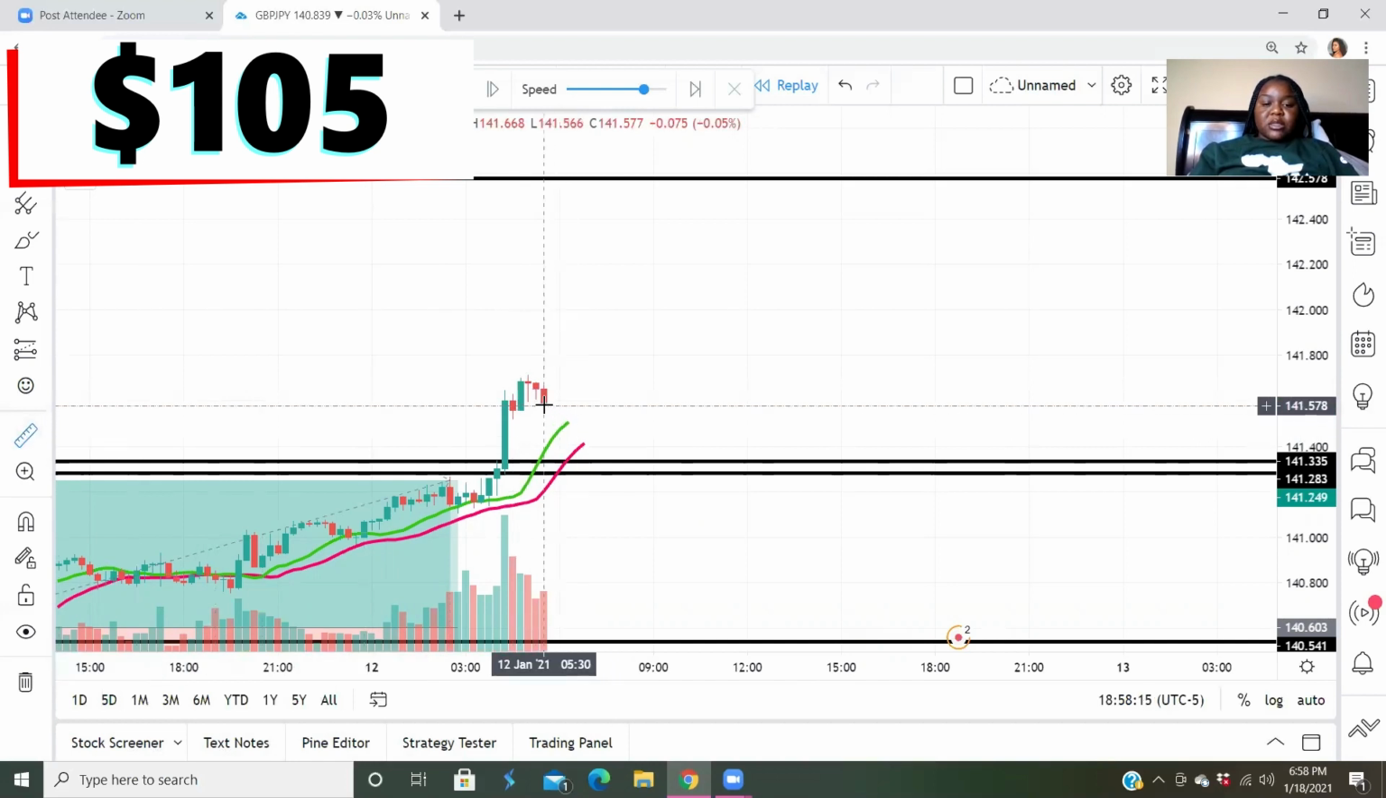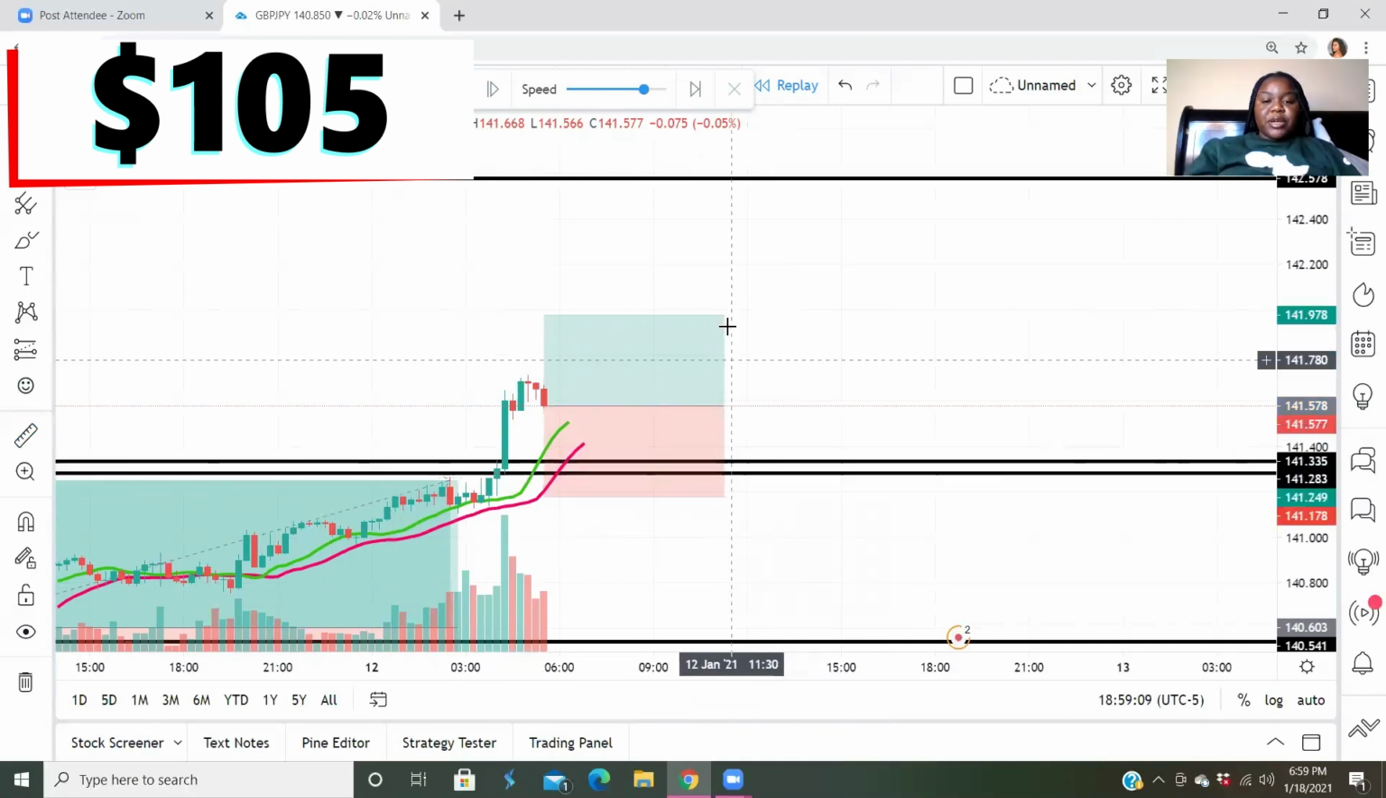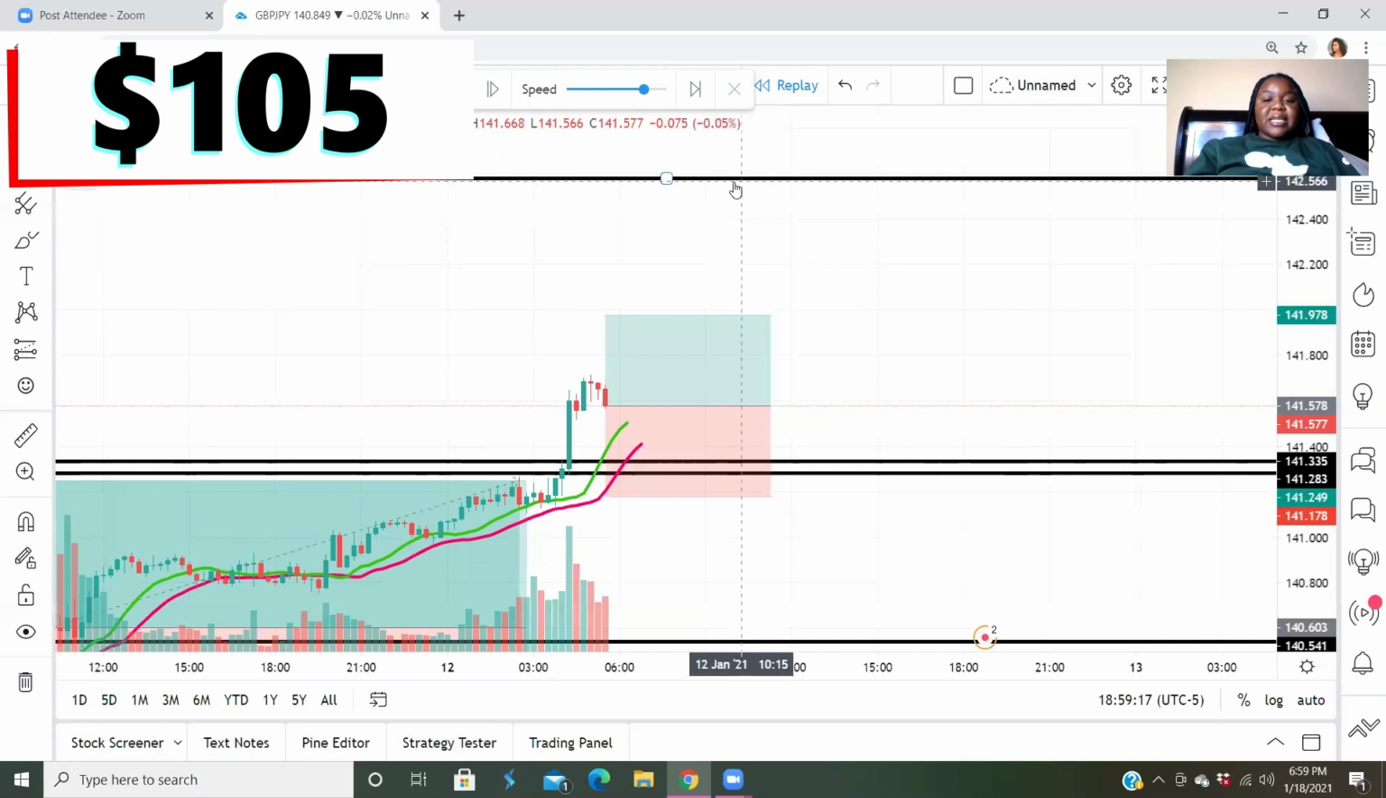Let's see where this, okay. We're just gonna have to, okay, so this is 30. So we're just gonna have to do 40 pips on this. So now we're 40 and 40, so it's a 1-to-1 ratio. My ceiling is right here.